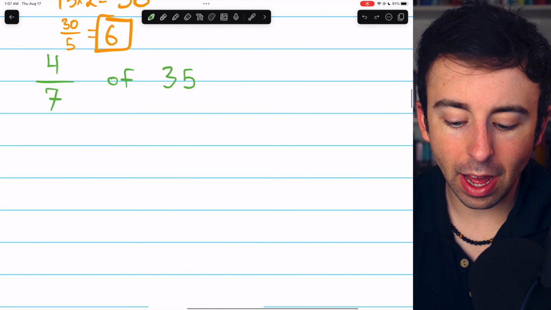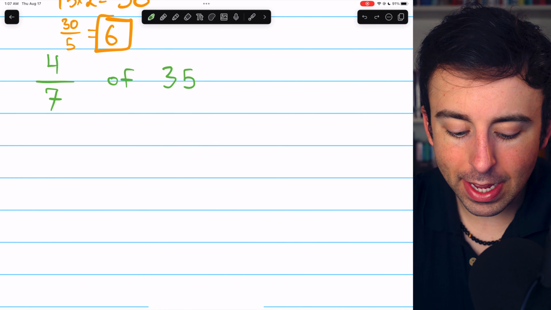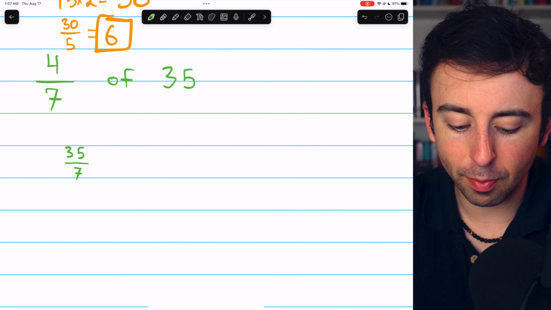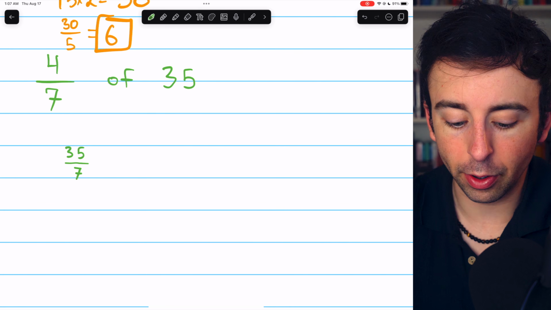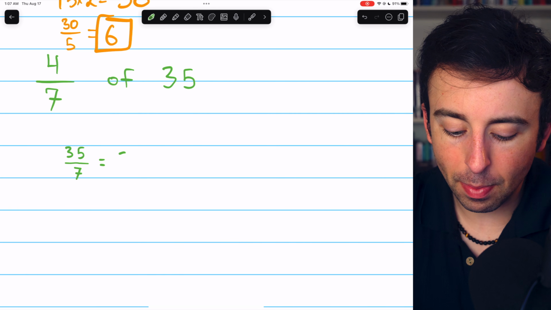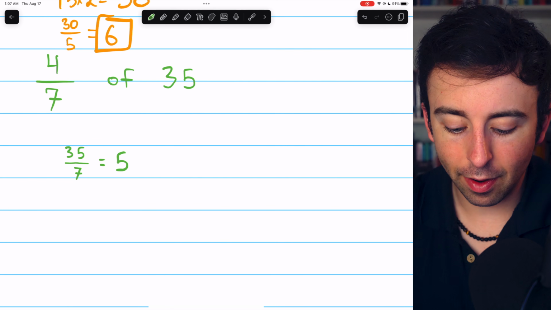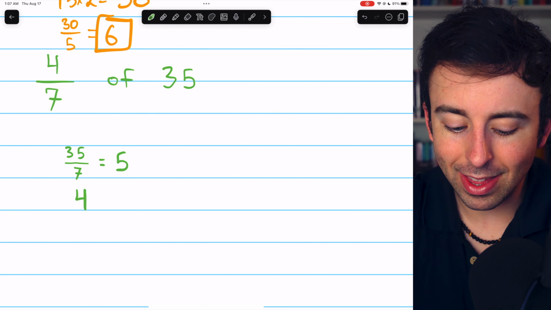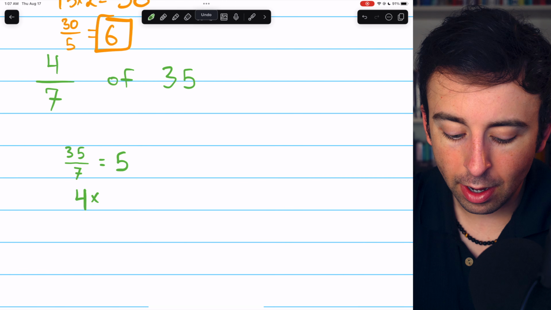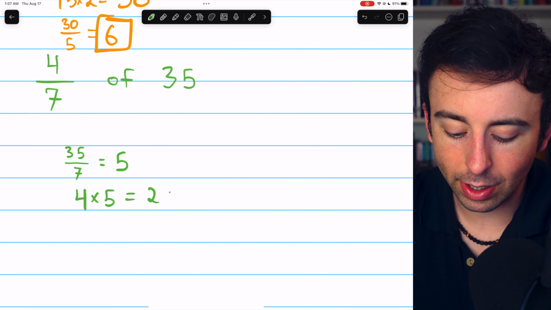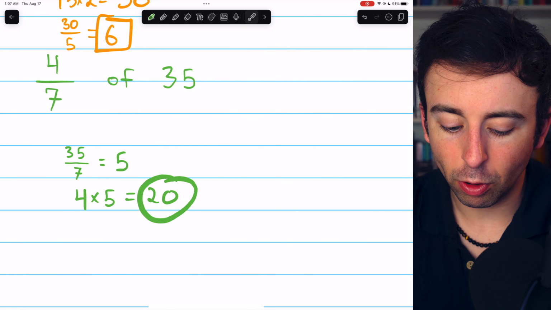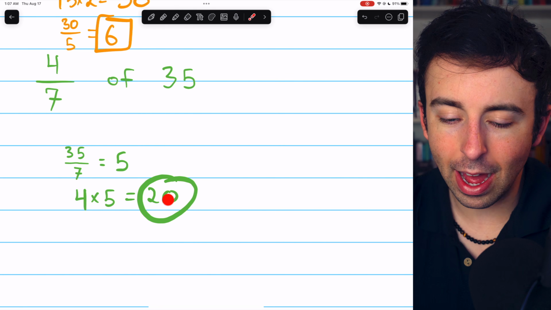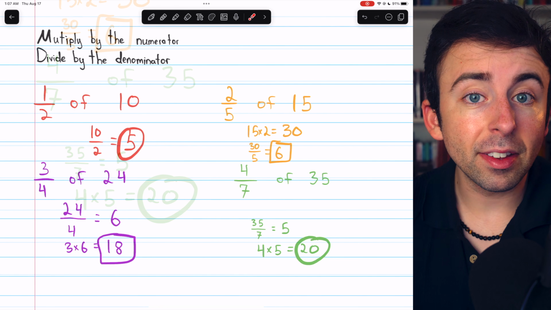4/7 of 35. Again, in this case, it may be easier to divide by the denominator first instead of multiplying by the numerator first. 35 divided by 7 is 5. Then we just multiply that by the numerator, which is 4. 4 times 5 is 20, and so that's our answer. 4/7 of 35 is 20. And that's all there is to it.